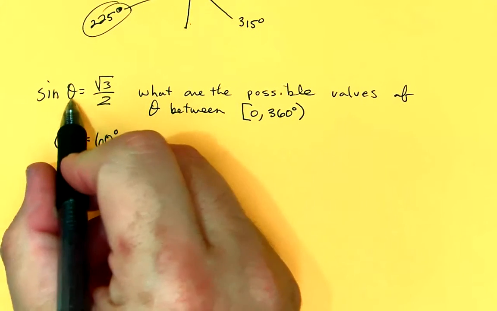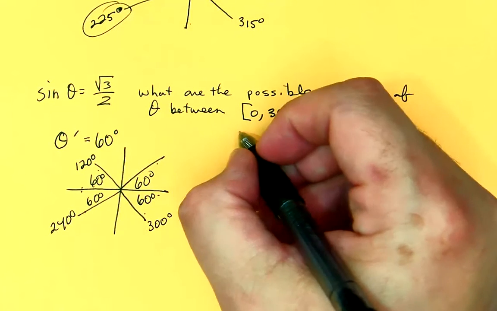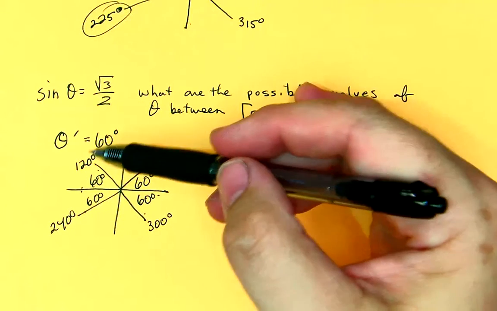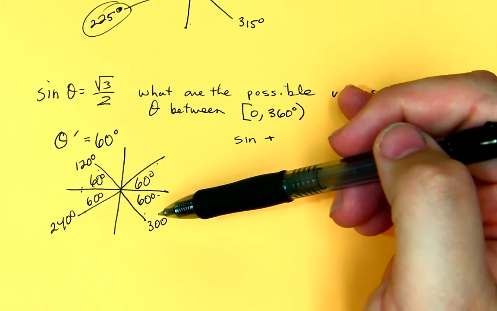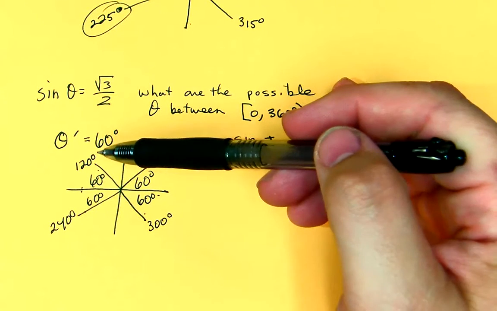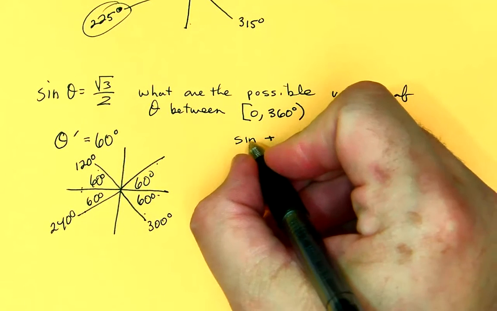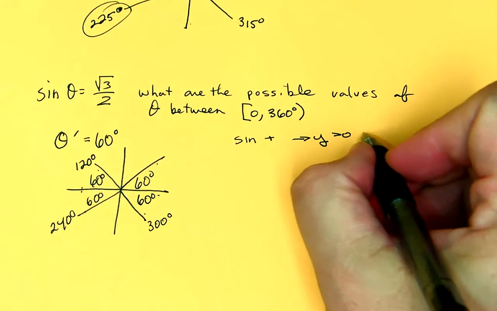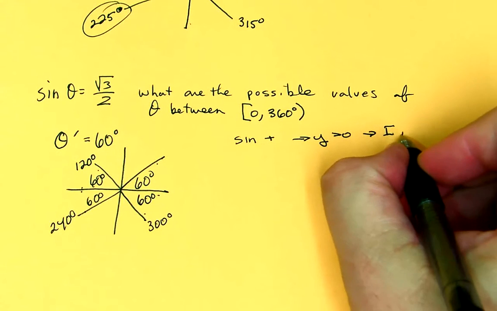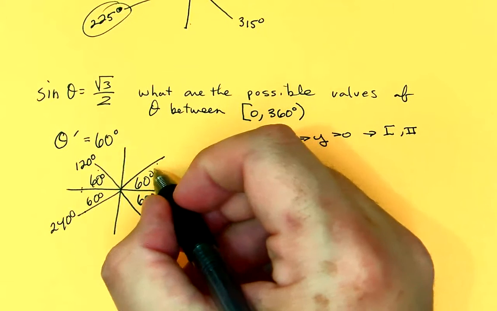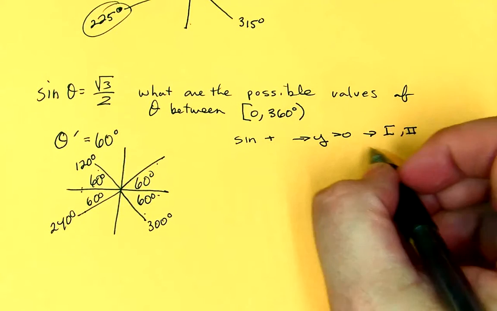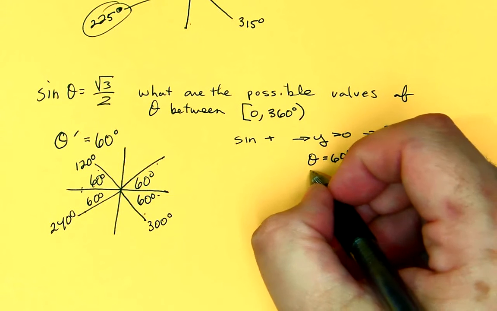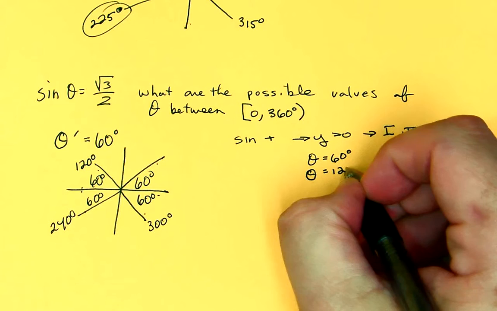So I ask myself again, alright, sine is positive. So where is the sine positive? You could do all students take calculus. You could do that. Or you could say sine is positive where the y is greater than 0. So we're looking at quadrant 1 and quadrant 2. So pick the angles from quadrant 1 and quadrant 2. So from quadrant 1, theta is equal to 60 degrees. And from quadrant 2, theta is equal to 120 degrees.